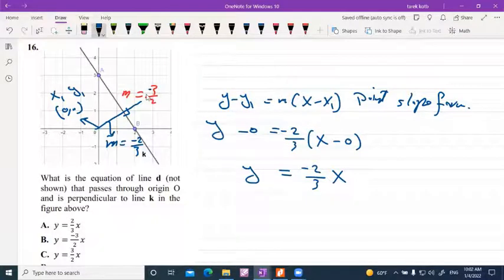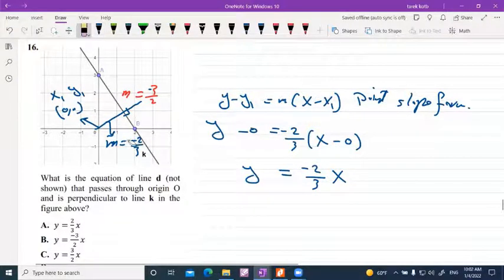Let me see. Oh, something went wrong. This slope is -3 over 2. Why? Because the line is declining, sliding down, so it should be -3 over 2. So when you flip this number, it will be 2 over 3, only 2 over 3, not -2 over 3.